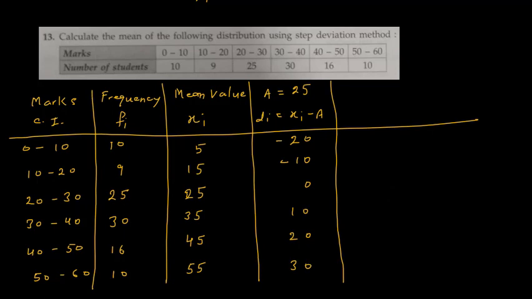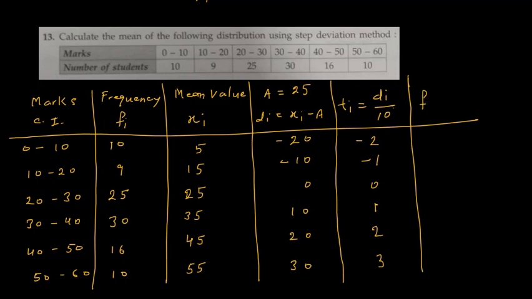And then I will take ti. What is ti? Ti is di upon, now all the numbers are divisible by 10. I will take the highest number by which each one of them is divisible. So it is 10. So I will divide by 10. So here we will get minus 2, minus 1, 0, 1, 2 and 3. And then the last column is Fi into Ti, since we are using the step deviation method.